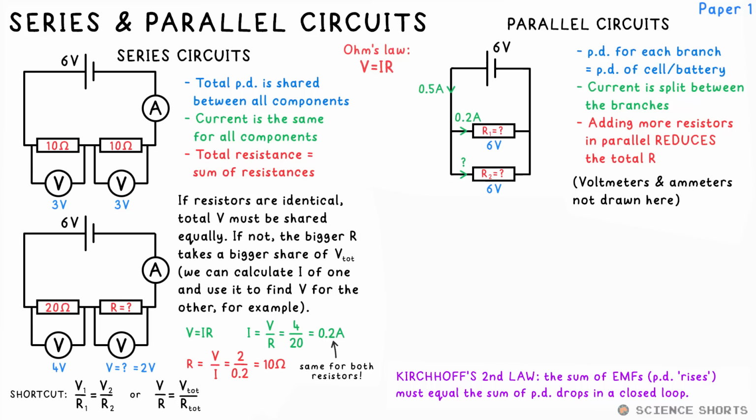The rules for parallel circuits are the opposite. The PD is the same for every branch. Again, this is true because of Kirchhoff's second law. The battery is actually involved in two loops, you see. So therefore, the PD drops in both loops must be the same.